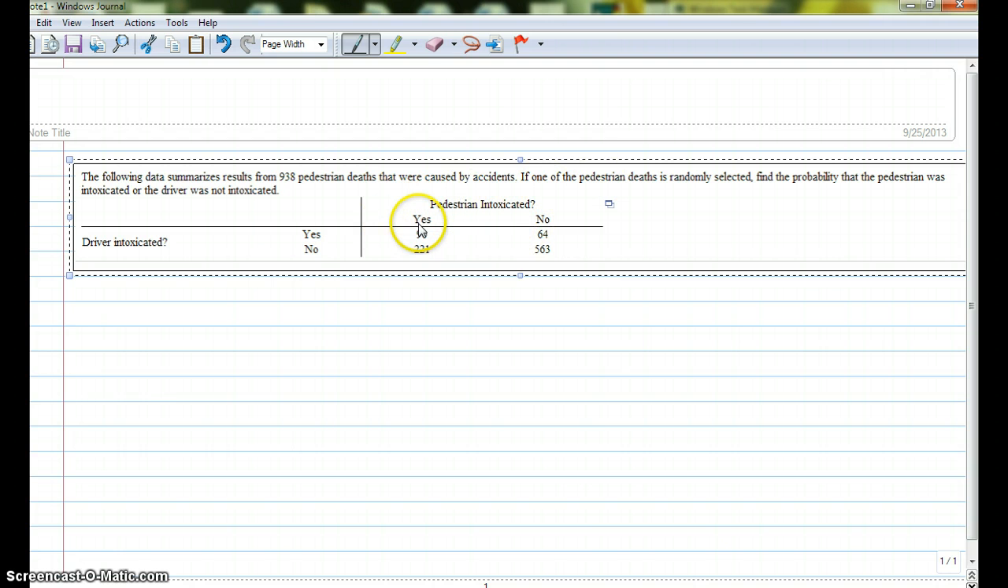Either the pedestrian was intoxicated or they weren't. Okay, intoxicated is another word for drunk, so either they were drunk or they weren't. And then our rows tell us whether the driver was drunk or not. So either they were or they weren't.